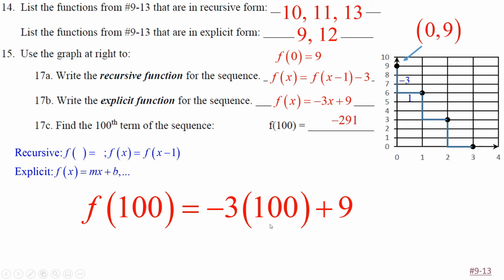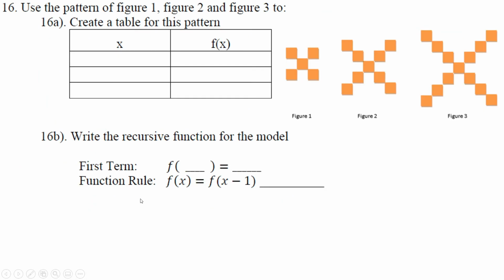-3 times 100 is -300 plus 9, -291. And that's number 15. Number 16. Use the pattern of figure 1, figure 2, and figure 3. We could have said use the diagram to 16a. Create a table for this pattern.